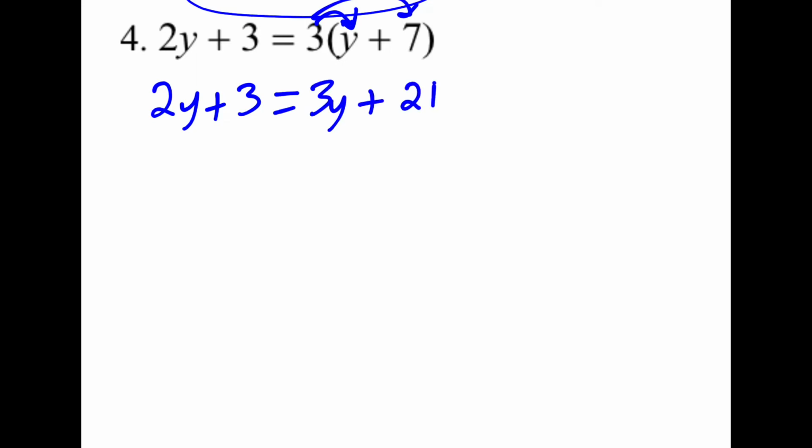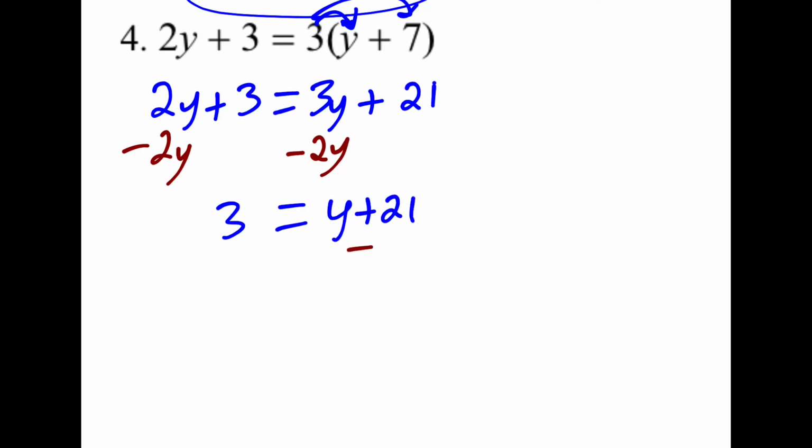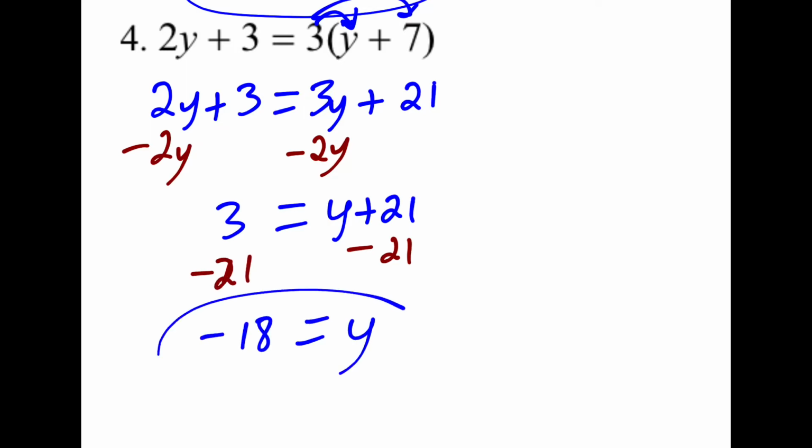Here's some distributing to do. 3 times y and 3 times 7. If I rewrite this, I end up with 3y plus 21 on the right side. I'm going to minus 2y. That way I get rid of the y's on the left, and I'm left with 3 is equal to y plus 21. Then I'm going to subtract 21 to get rid of that addition. I have negative 18 is equal to y.